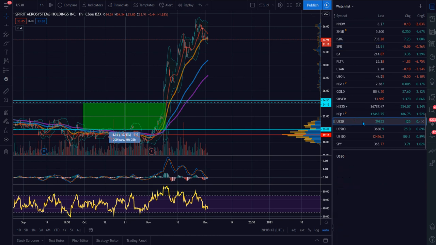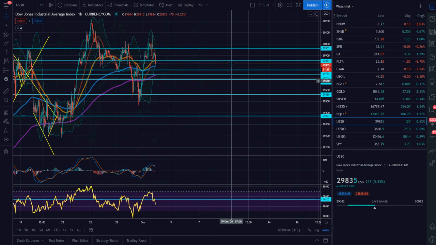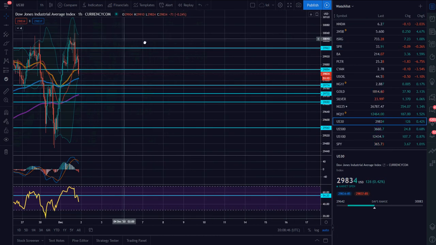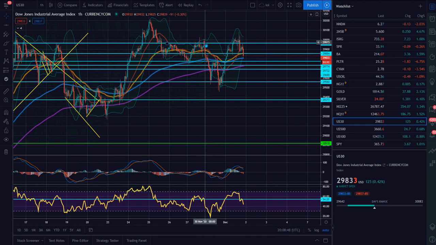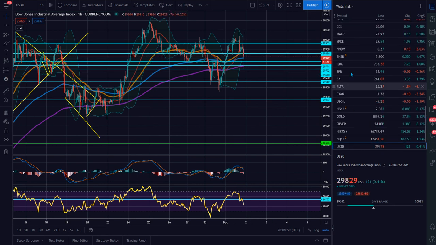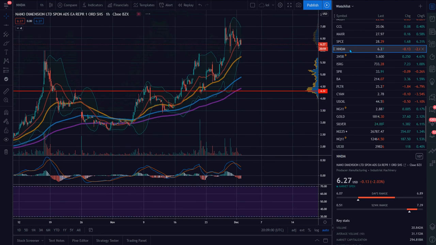That's pretty much it. Let's look at the Dow. The Dow was having a bad pre-market, but it suddenly popped up. But now it's pulling back, giving back some gains today. Not much. Again, it's super risky.